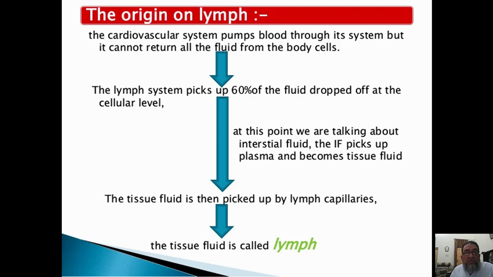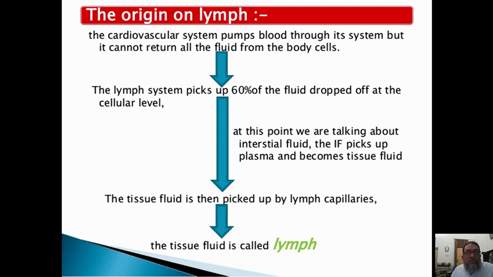The origin of lymph: the cardiovascular system pumps blood through its system, but it cannot return all the fluid from the body cells. Remember that, it is quite obvious. The cardiovascular system is a pump. It first pumps the blood through the arterioles, and then the capillaries up to the venules. All the blood circulates, but it is not necessarily taking back all the blood or fluid toward the heart. Some of the fluid remains within the interstitium.